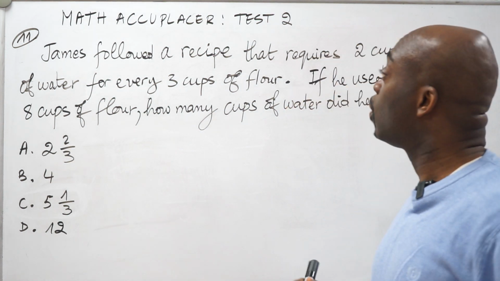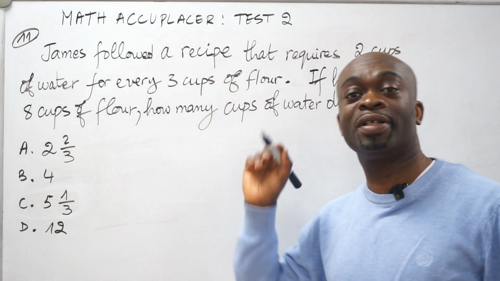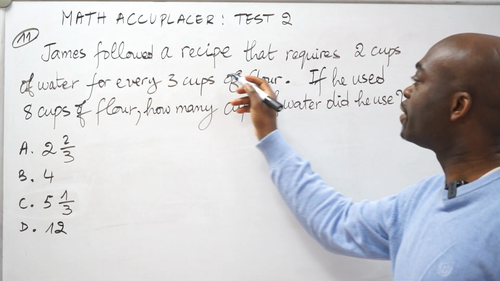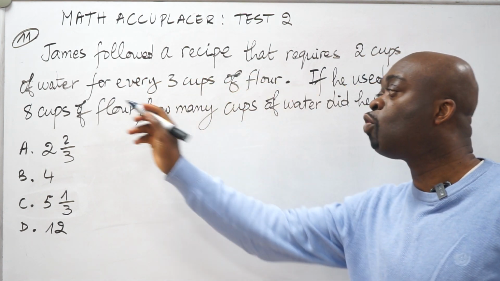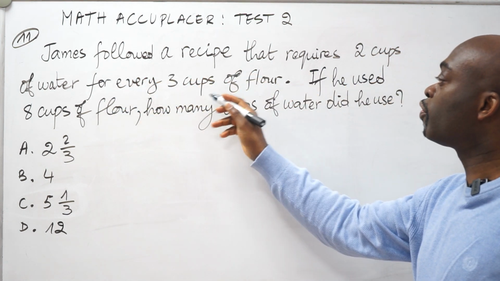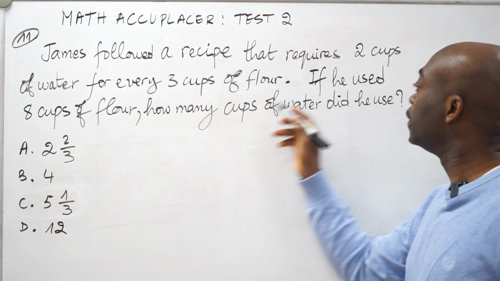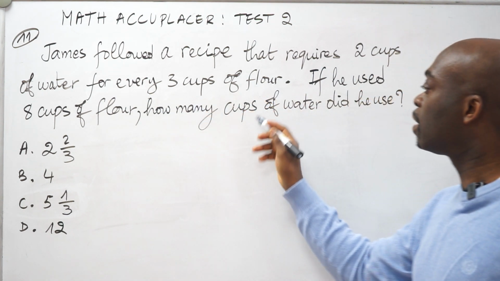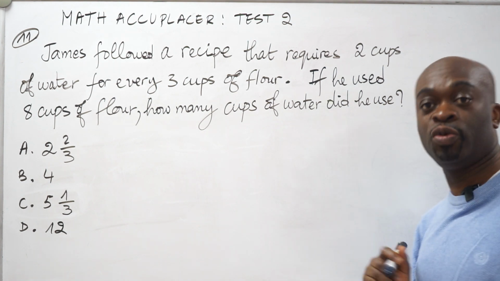Question 11 on the Math Accuplacer test number 2, okay? So James followed a recipe that requires 2 cups of water for every 3 cups of flour. If he used 8 cups of flour, how many cups of water did he use?